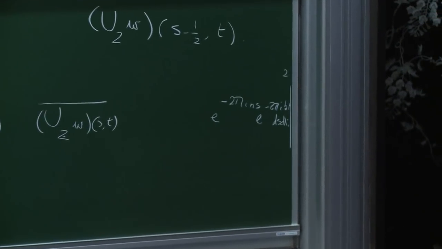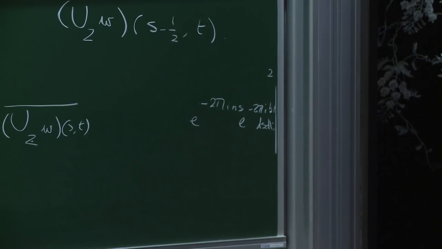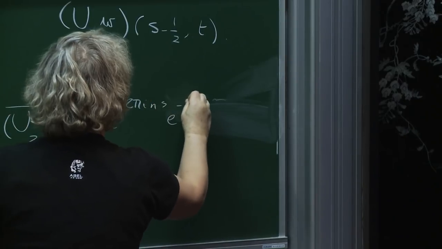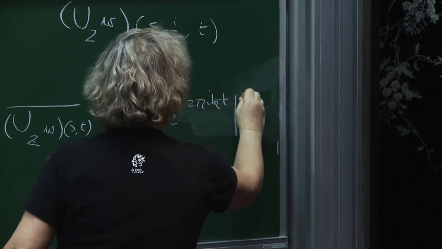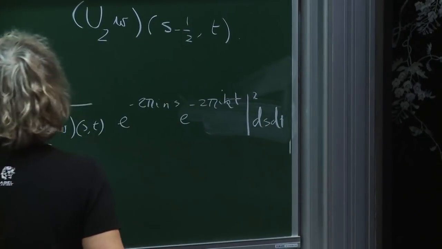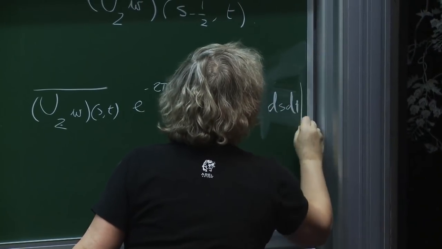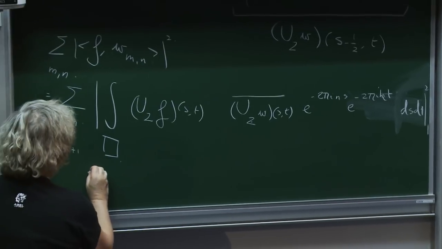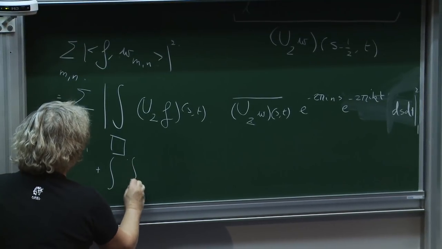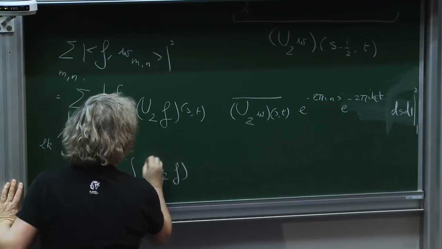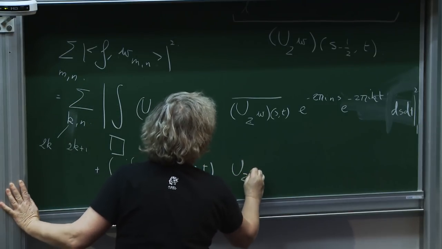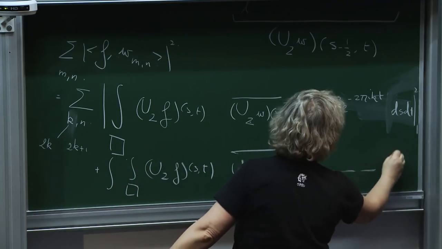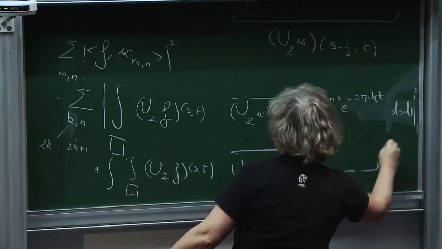Sorry, the ds dt sum squared. And that took care of the sum for the even ones. I still also have the integral of Uz f of s, t, and then I have Uz w of s minus a half, t, conjugate, same factors, ds dt squared.